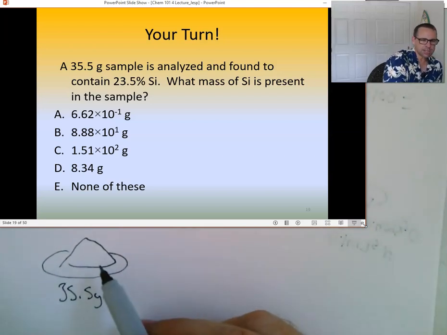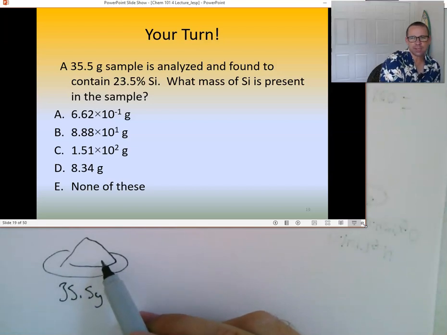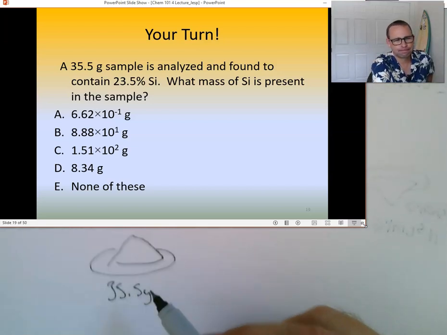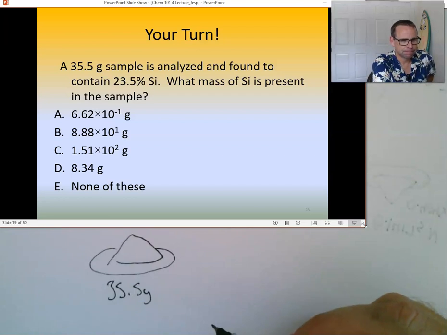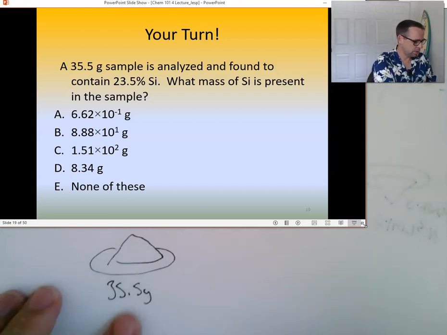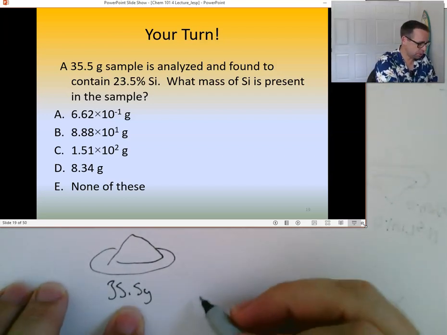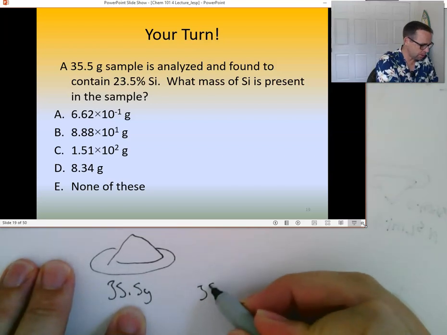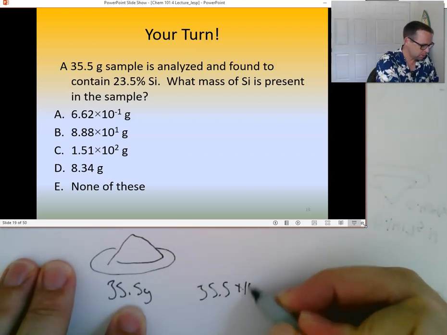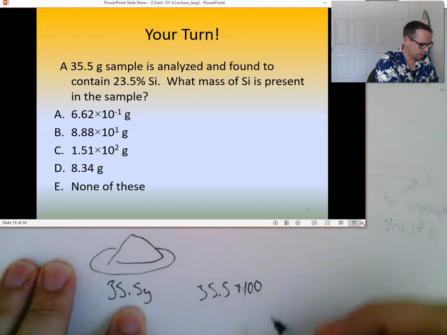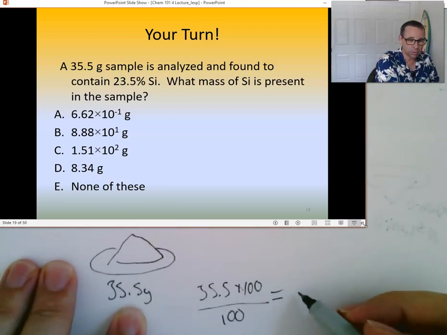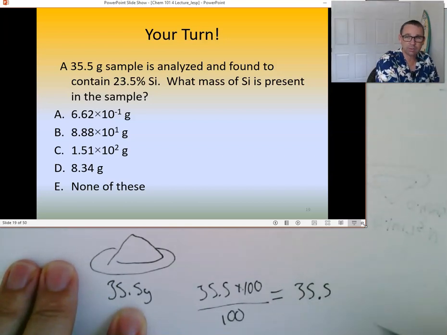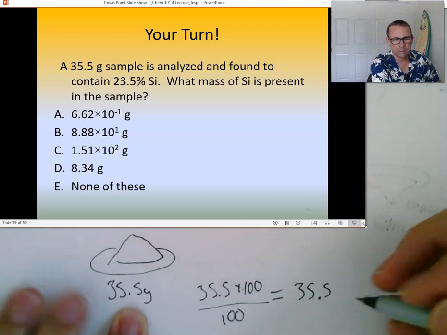If it was 100% silicon, then how many grams of silicon would it be? 35.5 grams. That's right. So if it was 100%, then what you would do is you would just take the 35.5 times the 100, and then you'd have to divide that by 100, and that would equal your percentage. In this case, it's 35.5 of silicon, the percentage of silicon.